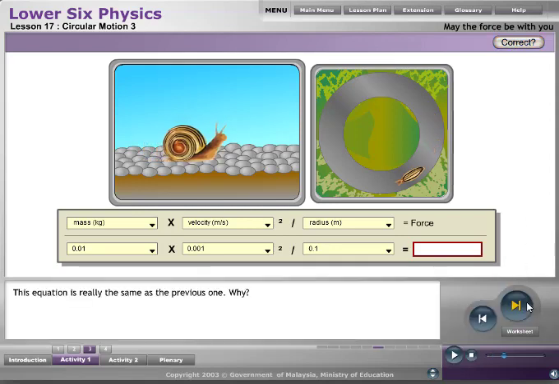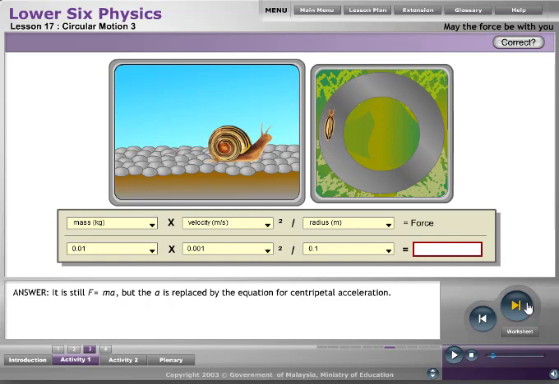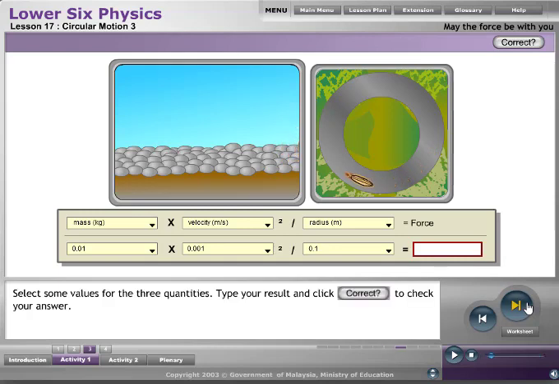This equation is really the same as the previous one. Why? Answer: it is still F equals ma, but the a is replaced by the equation for centripetal acceleration. Select some values for the three quantities. Type your result and click the Correct button to check your answer.